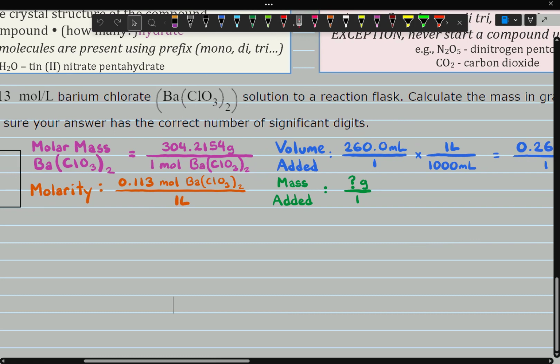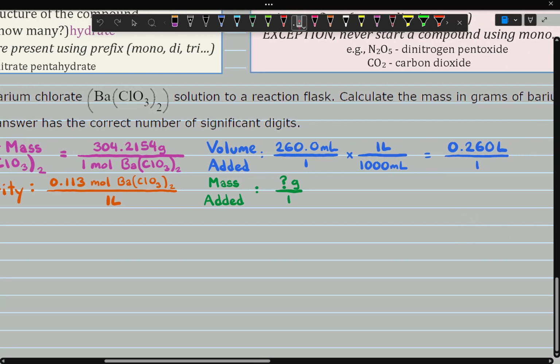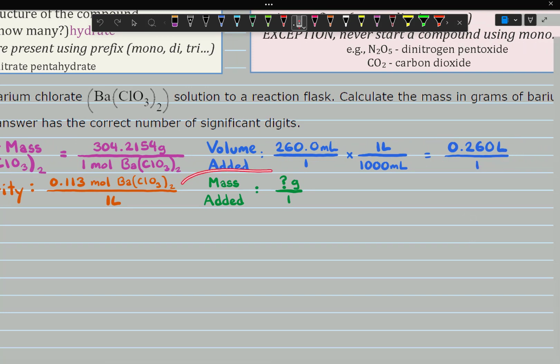And because molarity uses liters, the first thing I like to do is convert milliliters to liters. So we just do that with this simple fraction. For every 1 liter, there are 1,000 milliliters. So that just gives you a total of 0.260 liters. And of course, we're asked to calculate the mass. We want to know what the mass of barium chlorate is inside this 260 milliliters, sorry.